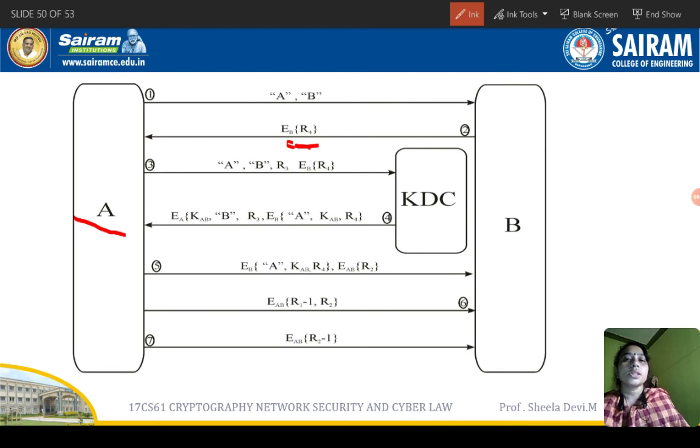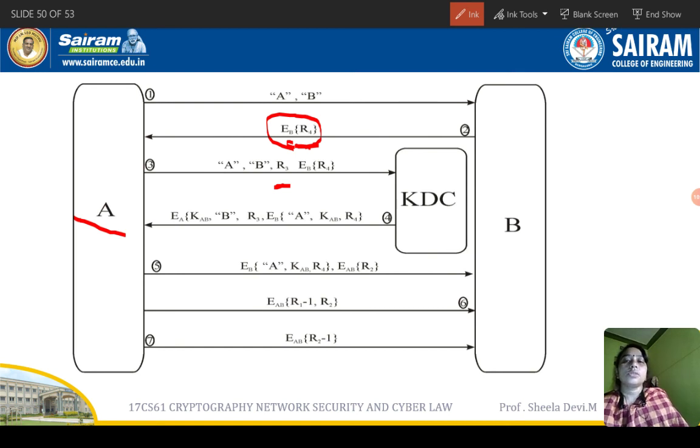So this message is not intended for A. It is intended for KDC. So A will send this information, that is EV of R4, to KDC. Along with that, it also will give the R3. What is this R3? That is its own challenge to KDC to check the freshness.